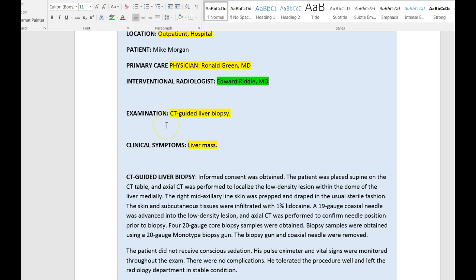The examination is also what the procedure is that was done today. We see that we have a CT guided liver biopsy, which basically means that a certain type of radiology service, which is a computed tomography or a CT scan, was used to assist the provider in capturing the biopsy of the liver. The patient's clinical symptoms, which could be considered one of his diagnoses, is a liver mass. In real-world coding, this would be considered the reason for the service or the reason for the visit.